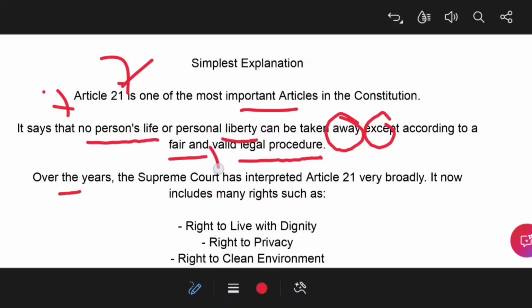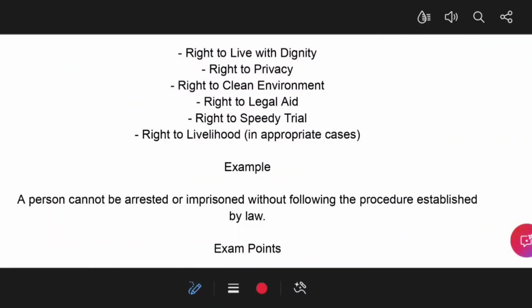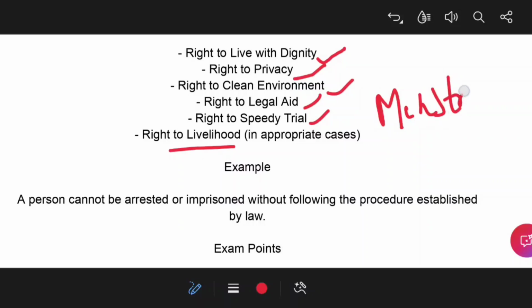Over the years, the Supreme Court has interpreted Article 21 very broadly, and it includes many rights as of now, like the right to live with dignity, right to privacy, right to clean environment, right to legal aid, right to speedy trial, right to livelihood, and menstrual health is also included under Article 21.